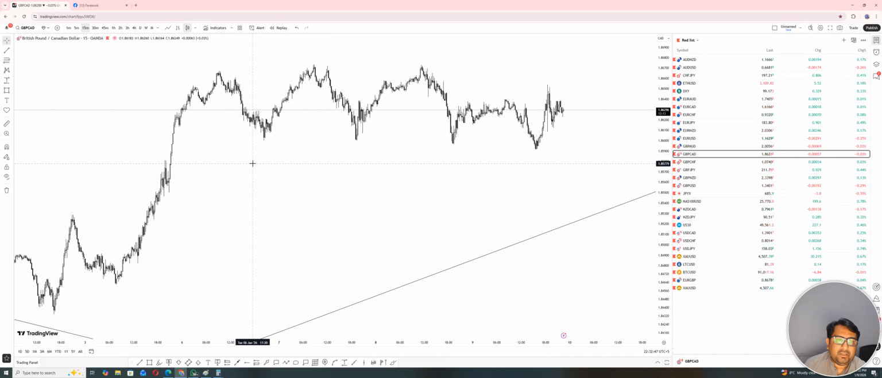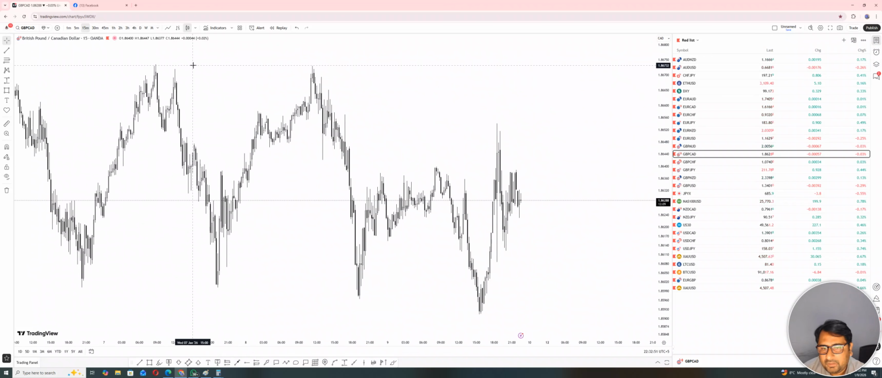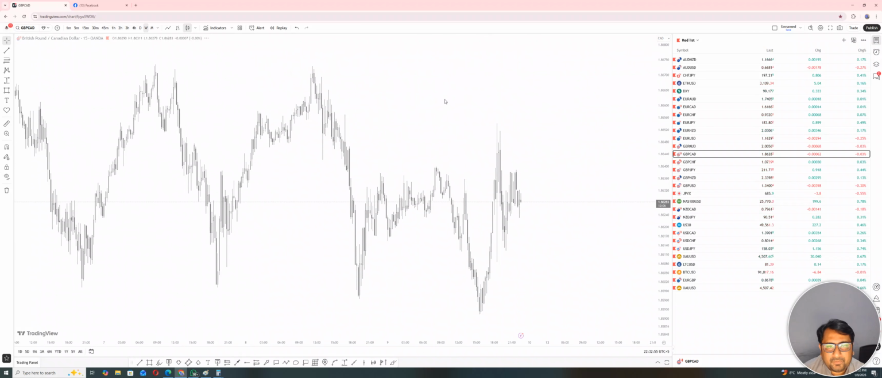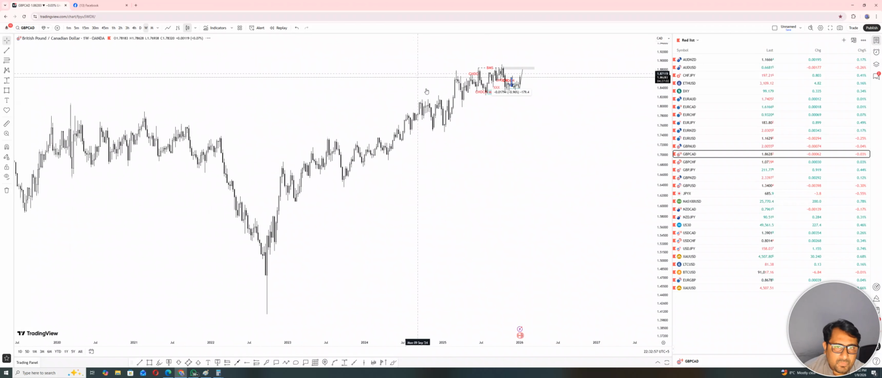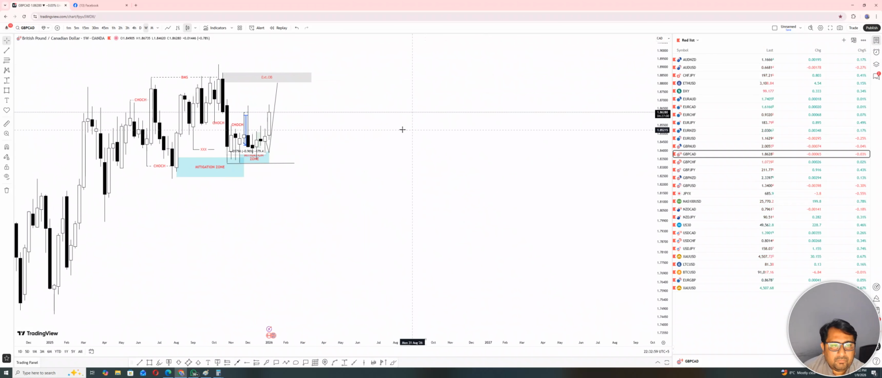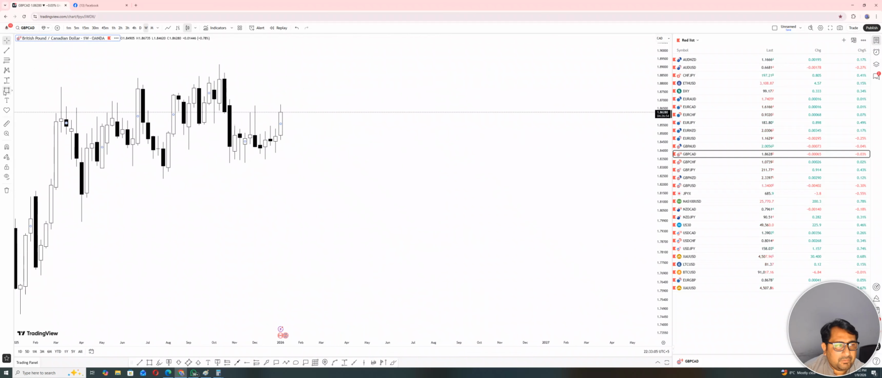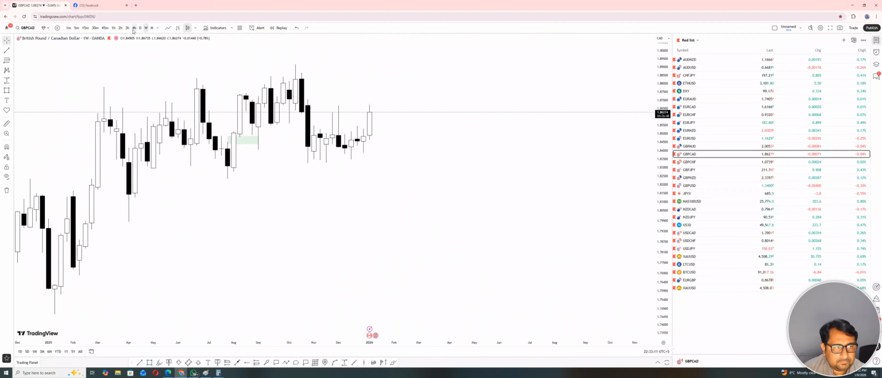Okay, so now we are going to trade with fair value gap. This is our second way. We go to the weekly time frame. We have not any fair value gap. First of all, you can see that we have a fair value gap here. This is weekly. Now we are going to H4 time frame.